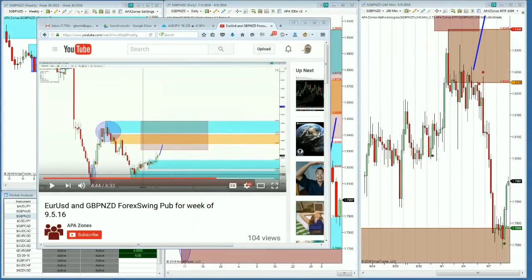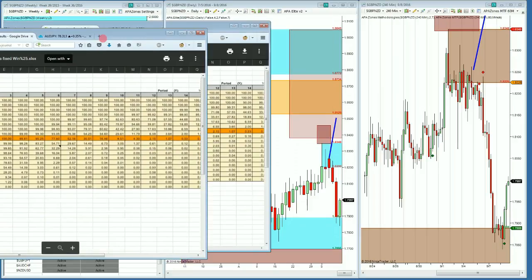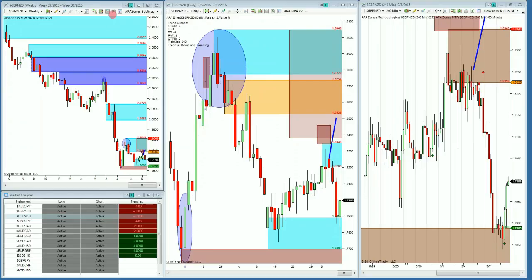Moving over to the pound New Zealand. Let's look at what we have here on the pound New Zealand. On the daily time frame, if you can read this really small text here, it says down and trending. So that's what we're looking at. We were seeing that price could move into the daily and the weekly levels above us. So let's go ahead and see what that actually looks like here today.